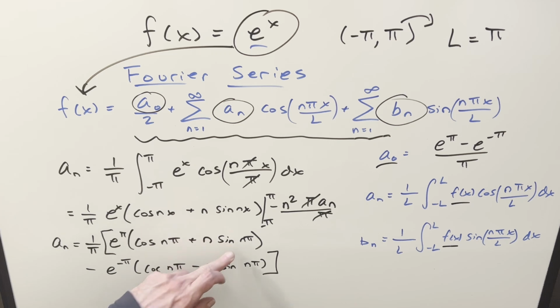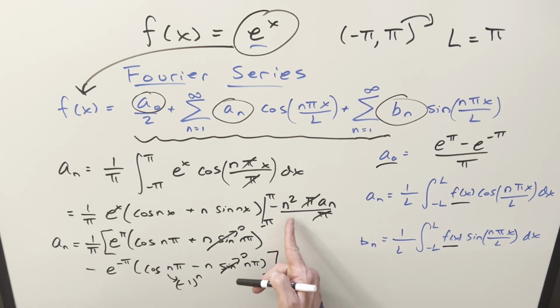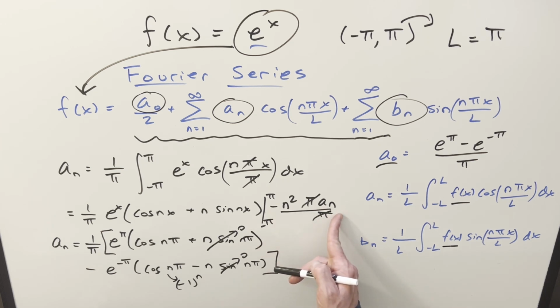So if n's an integer, sine for an integer multiple of pi, that's just going to be 0. So this term's going away and this term's going away. For cosine n pi, for integer values of n, it's going to go between -1, plus 1, -1, plus 1. So for all the odd values of n, it's going to be -1. For all the even values, +1. So we can actually represent this as (-1)^n and factor it out. Next, let's just keep in mind we've got this minus n squared a sub n over here.